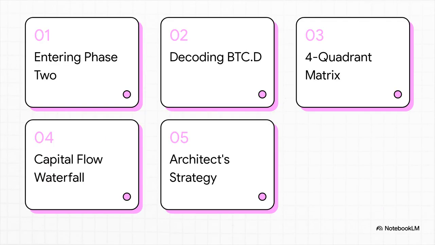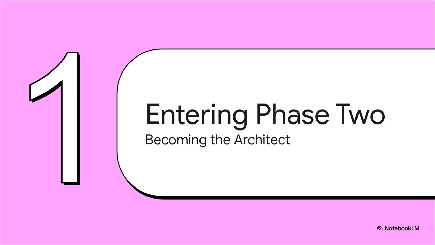Exactly right. And to pull that off, we need a roadmap. So, here is our liquidity compass for today's explainer. 1. Entering Phase 2. 2. Decoding Bitcoin dominance. 3. The 4-quadrant matrix. 4. The capital flow waterfall. And 5. We're going to lock it all in with the architect's strategy. Okay, let's dive right into this.